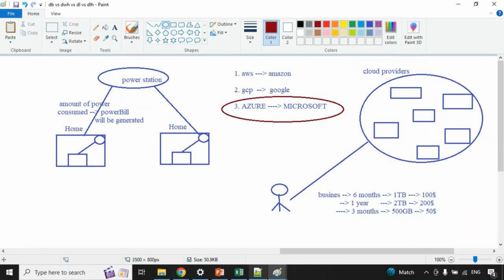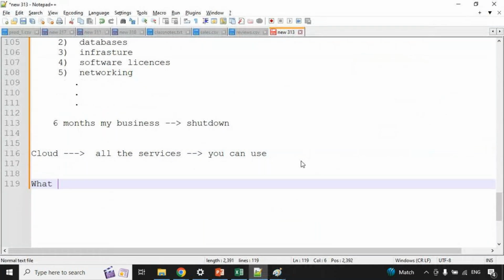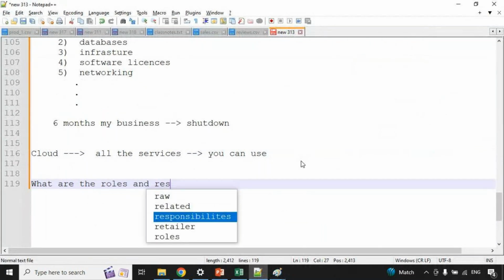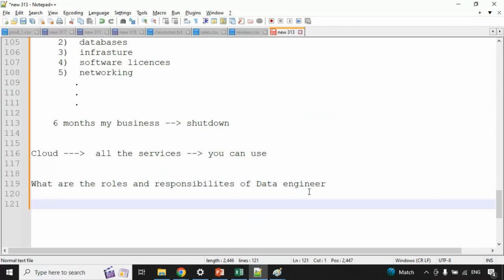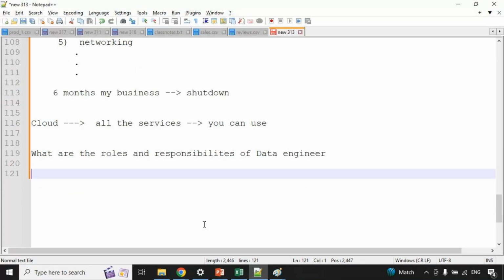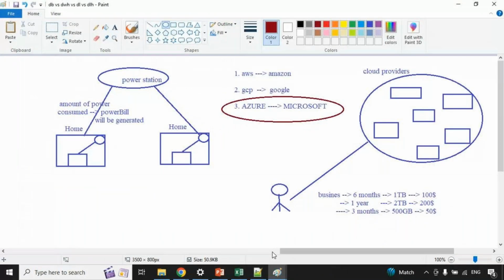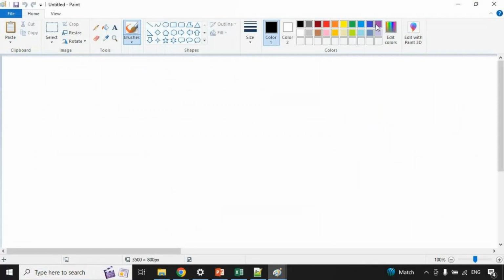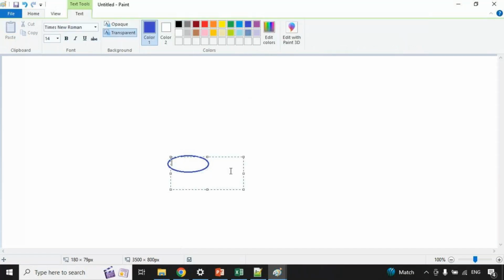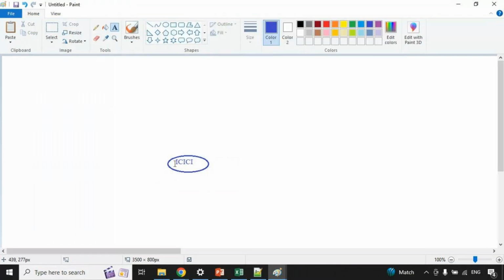Now, what are the roles and responsibilities of a data engineer? Consider an example. I'm explaining with a simple example from our daily routine. Consider I'm having ICICI Bank. ICICI banking related, there will be a software development center also. I'm working here as a data engineer.